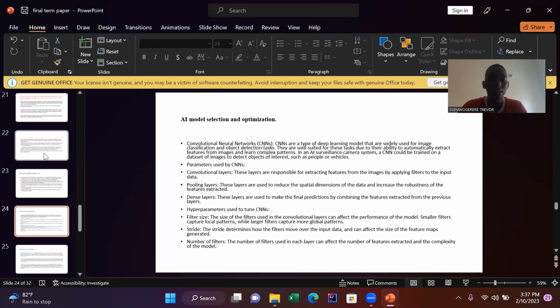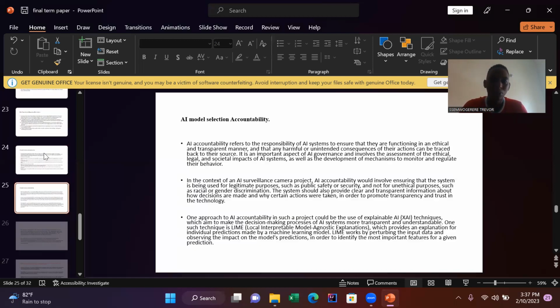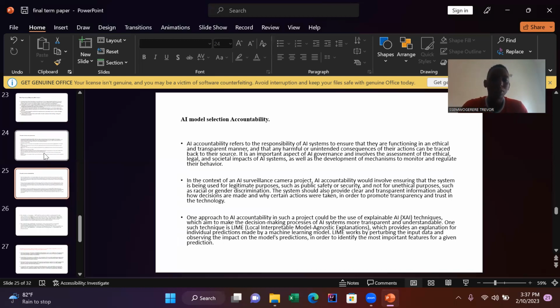Then stride determines how the filters move over the input data. Number of filters is the number of filters used in each layer, which can affect the number of features extracted and the complexity of the model. So that's all about that.